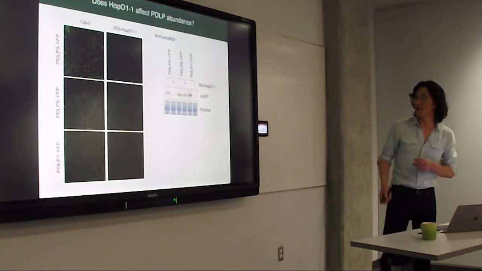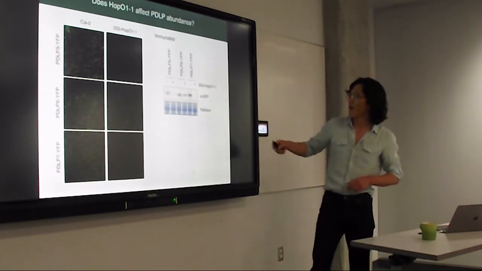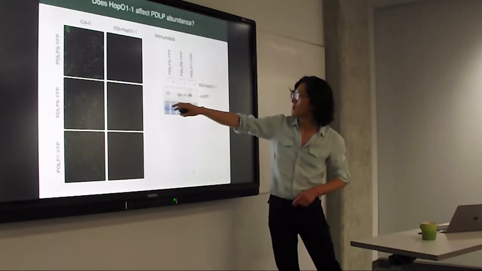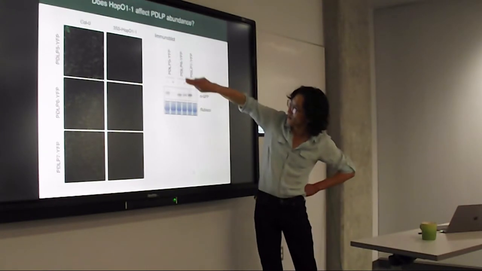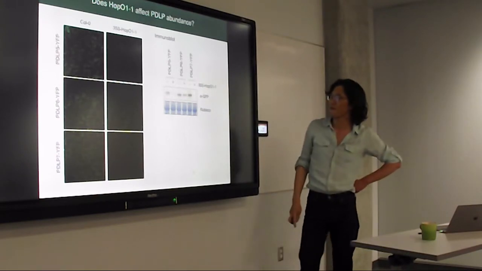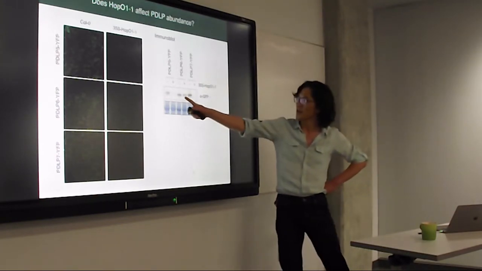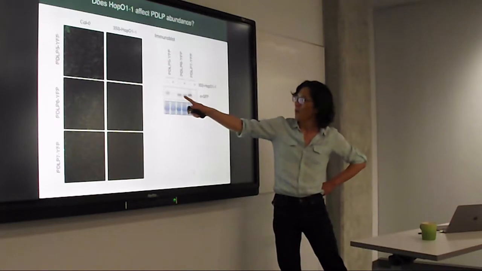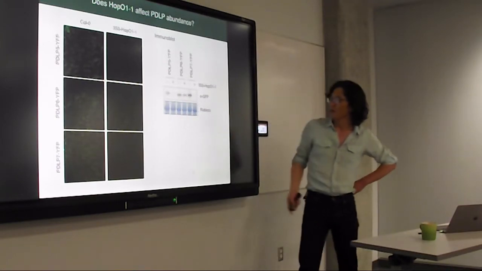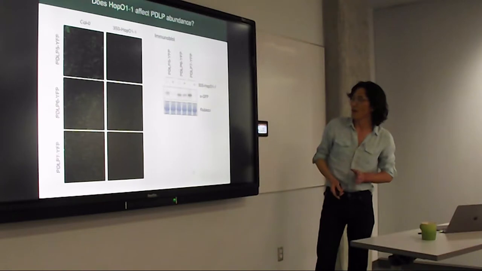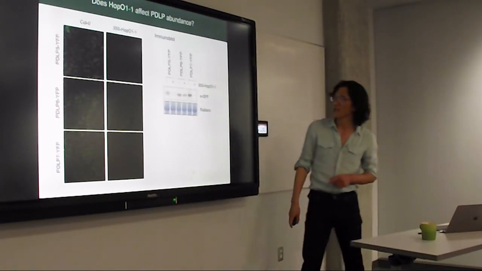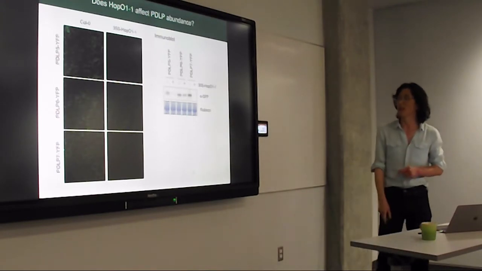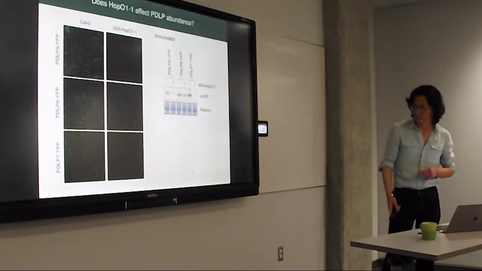seeing whether expression of HAP01-1 destabilizes PDLP5 and PDLP7. The Western blot data here show minus HAP in the Columbia background, plus HAP in the HAP overexpressor background. As for PDLP5, you can clearly see expression of HAP01-1 shows much reduced PDLP5 signal. And for PDLP6, comparing with or without HAP01-1, there's no drastic difference like PDLP5. And again, for PDLP7, there's almost no detectable PDLP7 protein in the HAP overexpressor background.